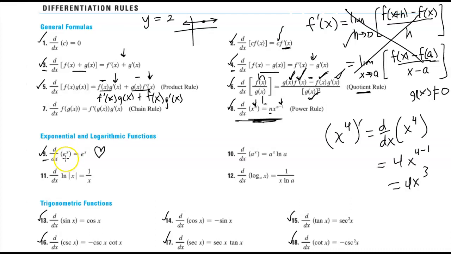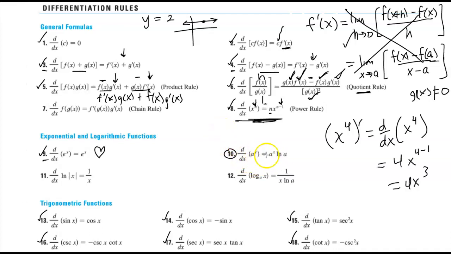And so this function is special in that it is a function that can track its own rate of change. Okay, and that's part of the reason why we use it in so many different applications. Now, the general form for this is number 10, which we won't go through and talk about in this video.